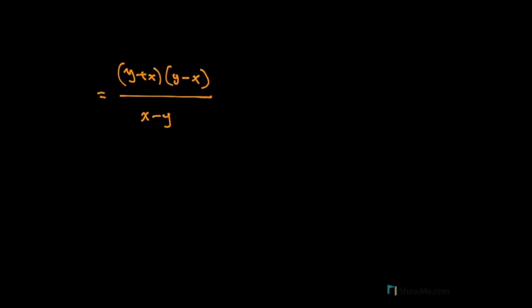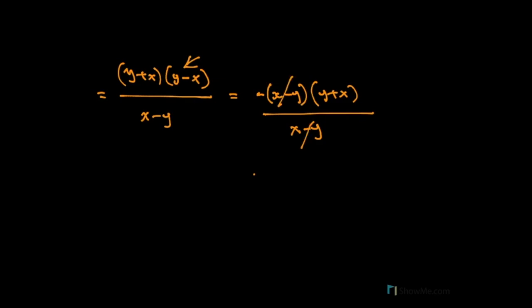Now you can switch this one to negative outside. That would make the inside to be x minus y, times y plus x, all over negative, y minus x minus y. So this now can cancel out and we have negative 1 into bracket x plus y, or y plus x.